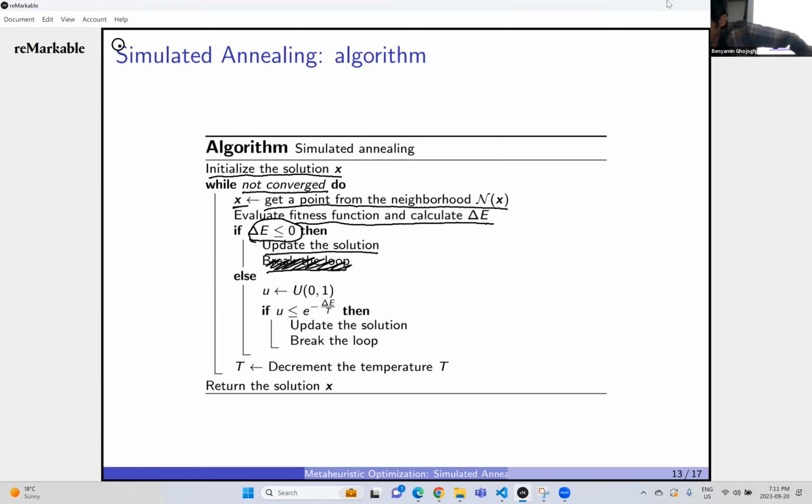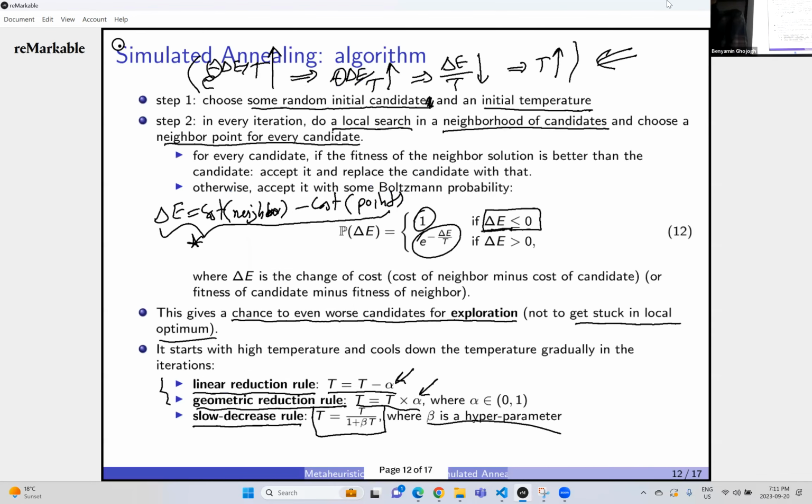Otherwise, what should I do? Otherwise, I should accept it with some probability, right? But in a computer, how can I say accept it? For example, I calculate equation 12, assume I calculate this.